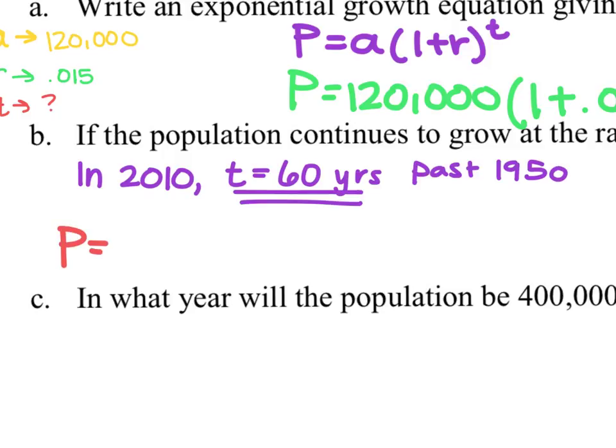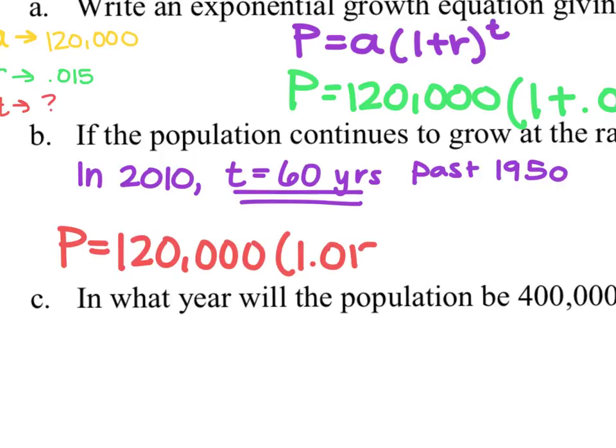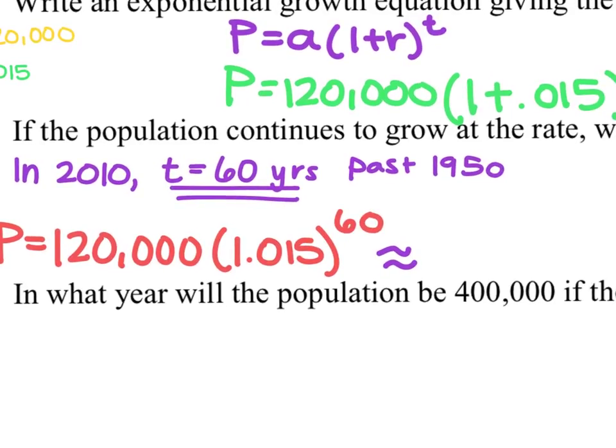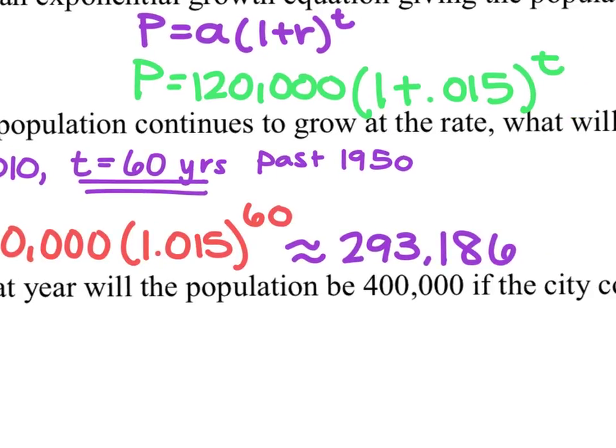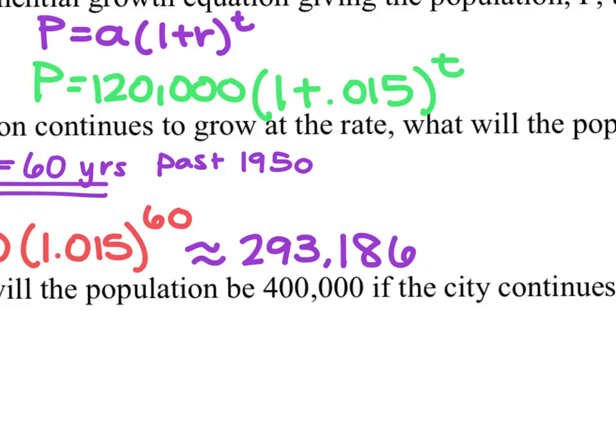The population is going to equal 120,000 times 1.015 raised to the 60th. Guys, type that into your calculator exactly as you see it. And when you do that, you get approximately 293,186.3. And since you can't have 0.3 of a person, I'm just going to round it to the nearest whole person, and that's here.